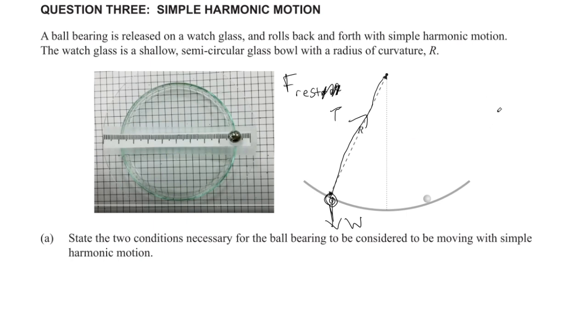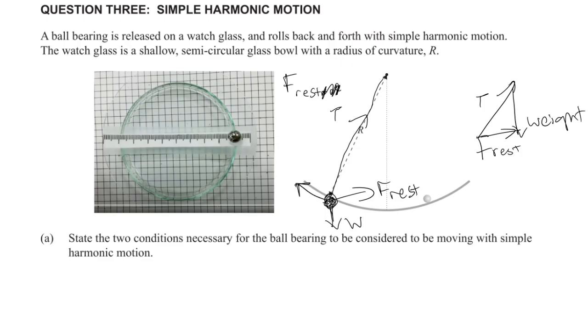So, how do we do vector addition again? We have tension, we have weight, and then we have the restoring force. My diagram is not to scale, by the way. F restore is the net force. And the ball is going this way, so this is the direction of the displacement.